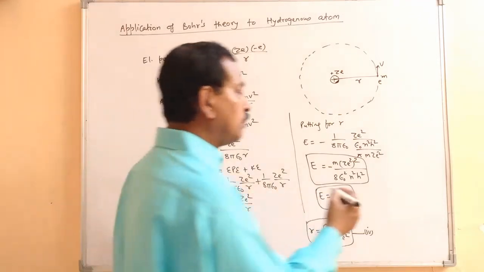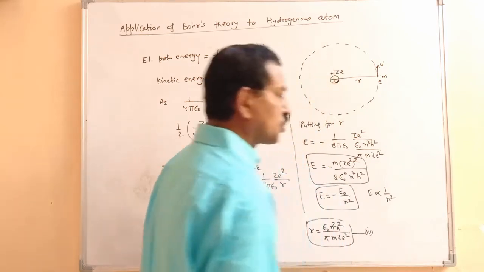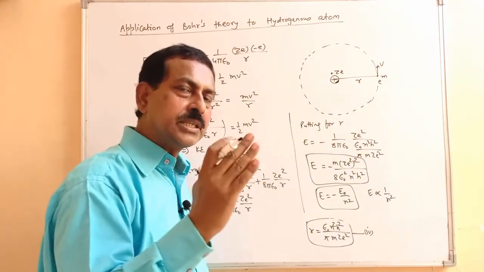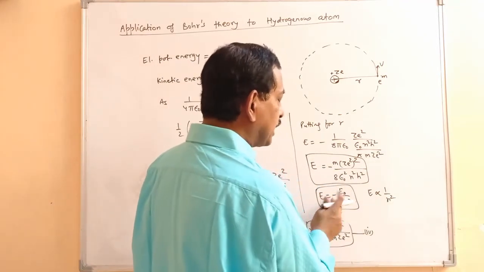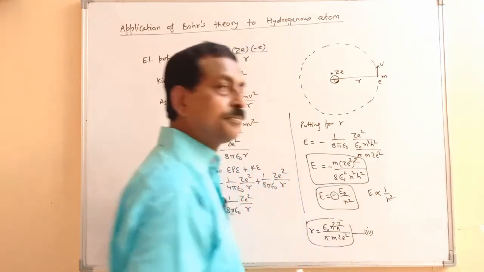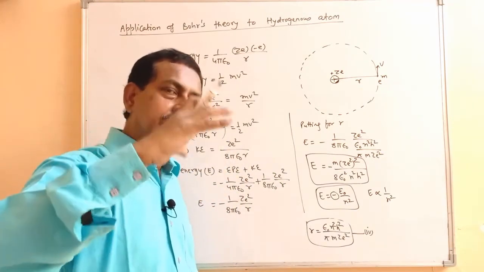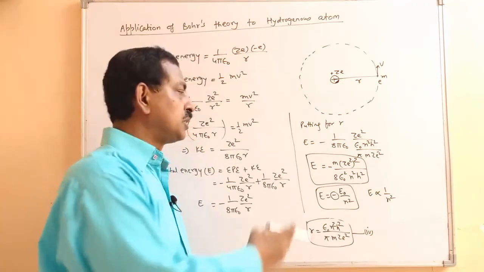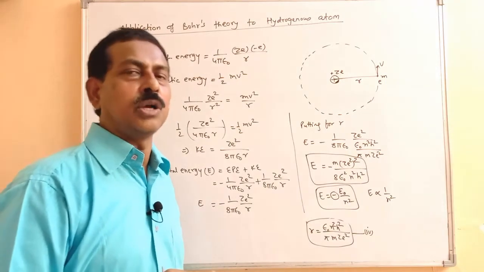That means what you can basically observe is that E is inversely proportional to n square. So if the number of the orbit is increasing, this is inversely related, but it is with a negative sign. Don't forget. So that means as the number of the orbit increases, the energy will go on increasing. So this is the expression for the energy of the electron in any particular orbit.